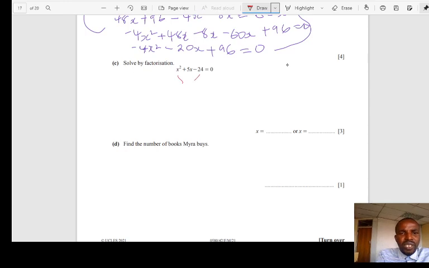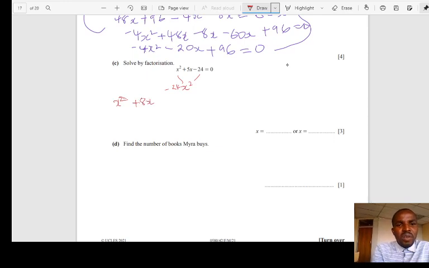Factorization: you take this and this, you multiply them, it will be minus 24x squared. Then you find two numbers which are factors of 24. When you add them, they give you 5x, the middle value, but when you multiply them, they give you minus 24. Minus product means one of the numbers is positive and the other one is negative. So the numbers are 8 and 3, then plus 8x and minus 3x, yes.